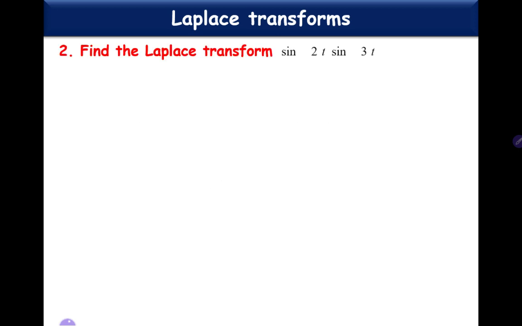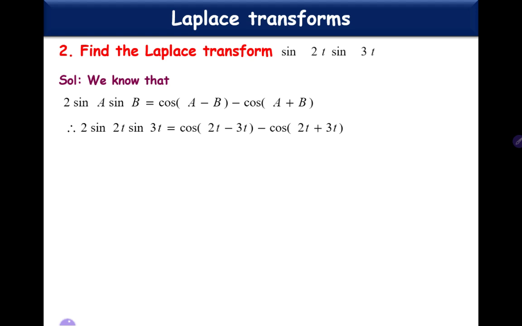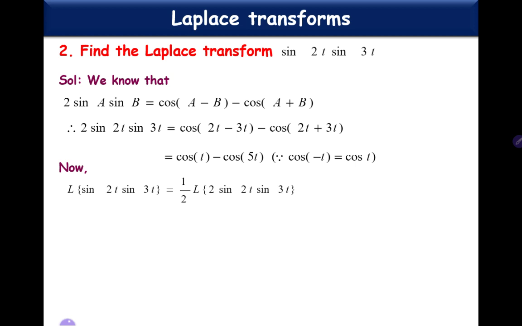Find the Laplace transform of sine 2t into sine 3t. If you remember, 2 sine a sine b is equal to cos of a minus b minus cos of a plus b. Therefore, 2 sine 2t sine 3t, that is a equals 2t and b equals 3t, we get cos of 2t minus 3t minus cos of 2t plus 3t, that is cos of minus t minus cos of 5t, but cos of minus t being cos t, this is equal to cos t minus cos 5t.